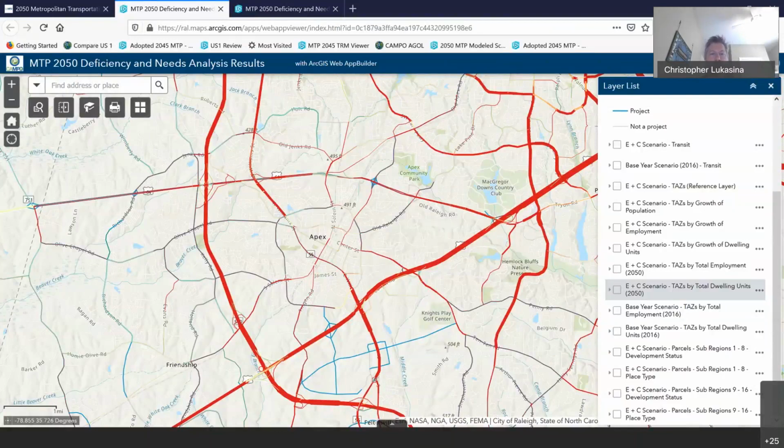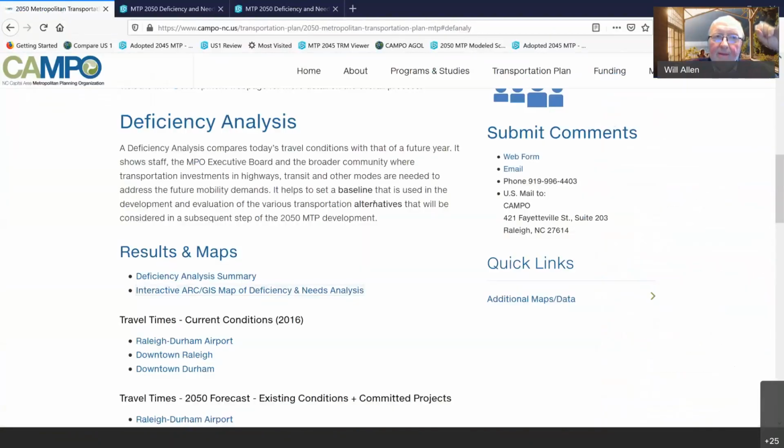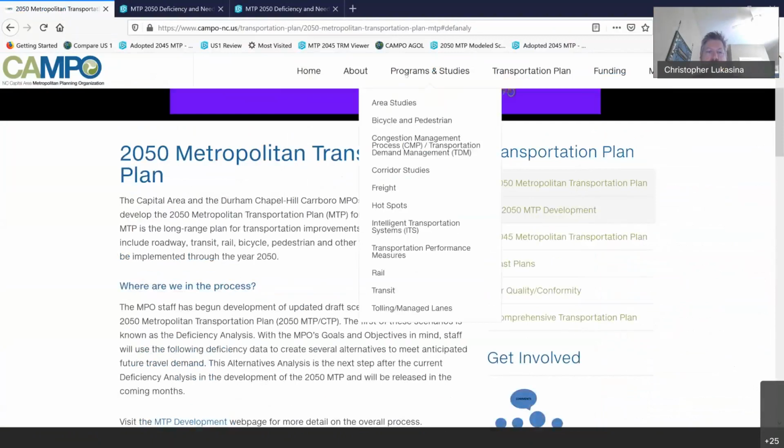Hey, Chris, this is Will. Remember those models that you did with TJCOG of various scenarios? There were scenarios of what land use density might look like if it was placed in different places. Was that the end of 2019? Yeah, you're talking about our commuting corridor study. Yes, yes. Yep.